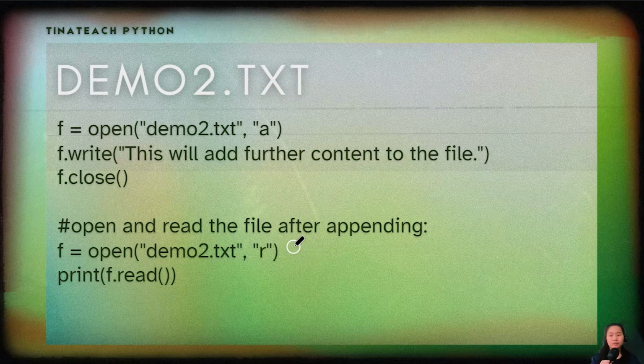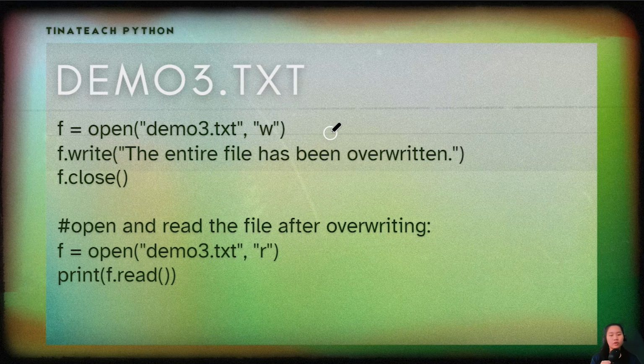All right, now it's the same thing for demo3. However, instead of A for append, we have W to overwrite. And I want to mention that when you overwrite a file, you overwrite the entire file. Then you close it, and then you open again, tell Python to read and print out what it has read.